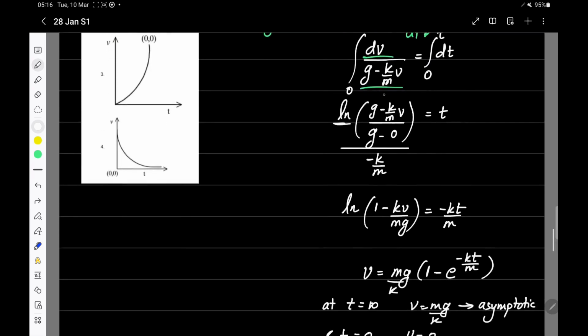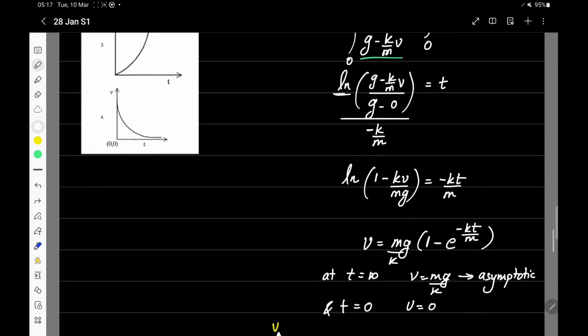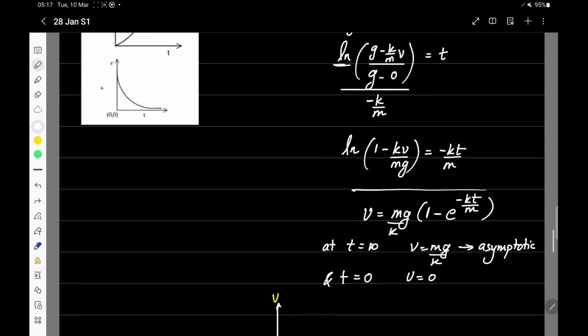So now if I do g minus k by m into v divided by g, I'll simply get 1 minus kv by mg, right? And I can cross multiply this to the RHS. This will become minus kt by m. If I rearrange the terms and send ln to the RHS, it's going to become e power minus kt by m. Then if you rearrange the terms, you'll get the velocity to be something like this. It will be mg by k into 1 minus e to the power of minus kt by m.